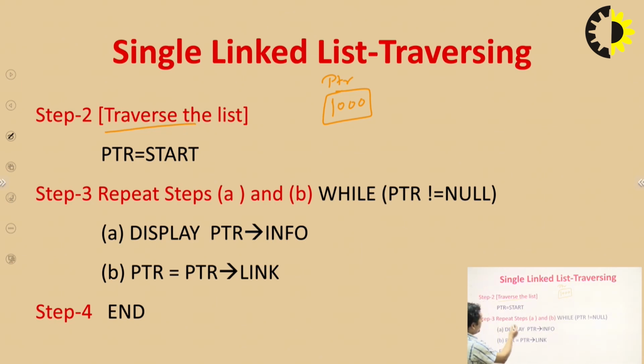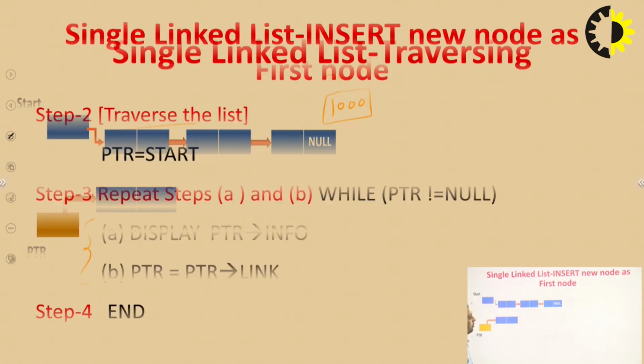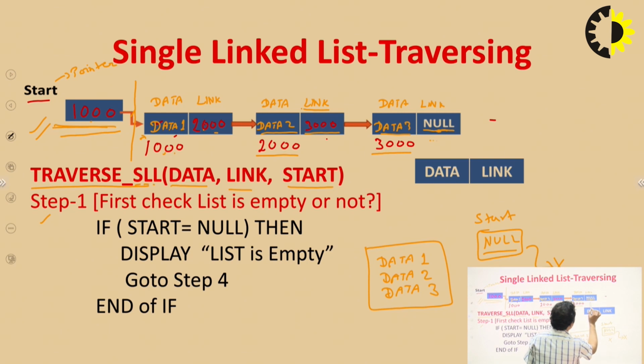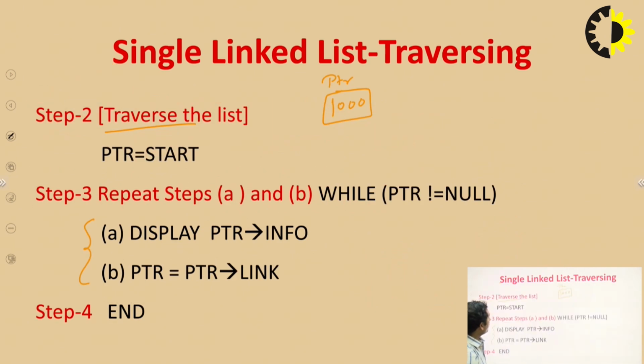Next, step 3: repeat steps A and B while ptr is not equal to null. What does ptr not equal to null mean? At last, ptr will find this null value. First, ptr is located at this node. After performing the operation on this node, we will move ptr to the next node. Then after performing the operation on this node, we will move it to the next. And after performing the operation on this node, we will move with the help of this null, but with null, no node is there. So we will stop here with the help of this null pointer.